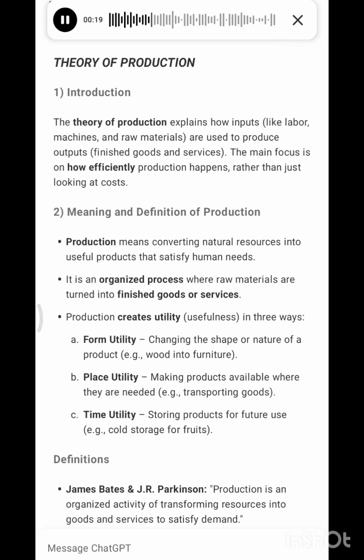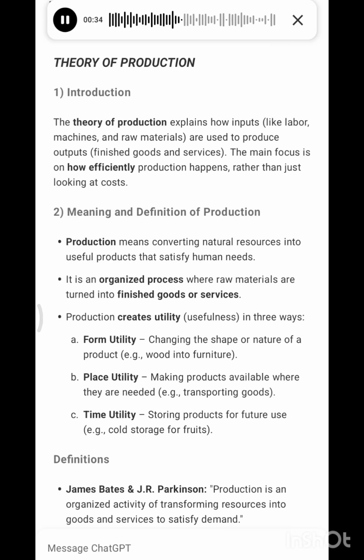Production means converting natural resources into useful products that satisfy human needs. It is an organized process where raw materials are turned into finished goods or services. Production creates utility, usefulness, in 3 ways.